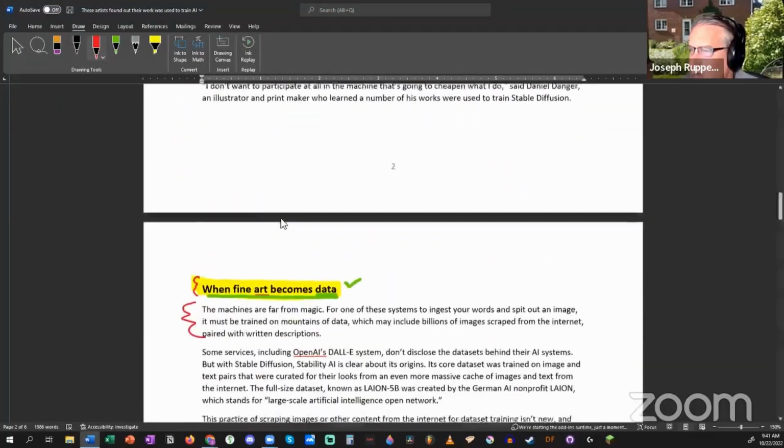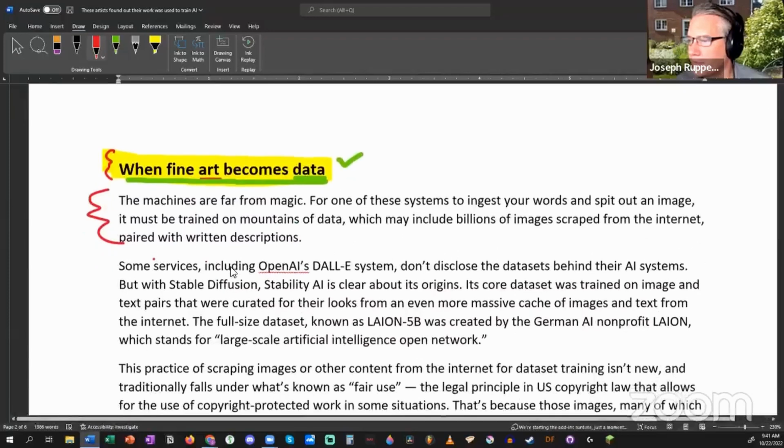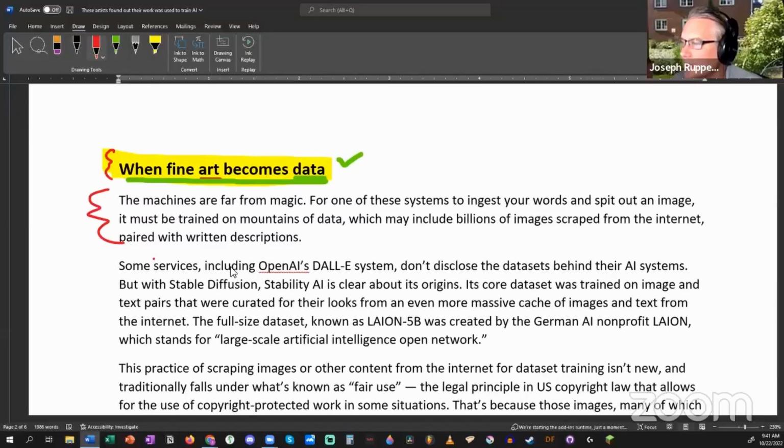Okay. All right. When fine art becomes data, machines are far from magic. For one of these systems to ingest your words and spit out an image, it must be trained on mountains of data, which may include billions of images scraped from the internet, paired with written descriptions. All right, so it's just setting up. So what's the main idea here? It's just setting up the idea of the necessity of data for these programs. So pretty basic here.